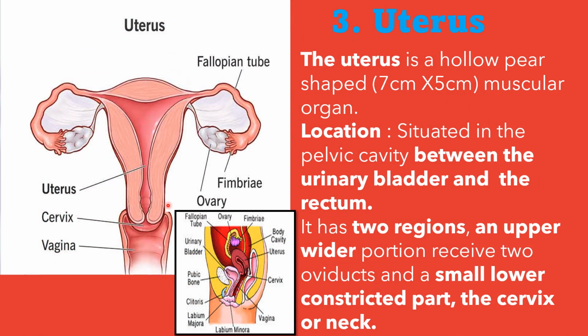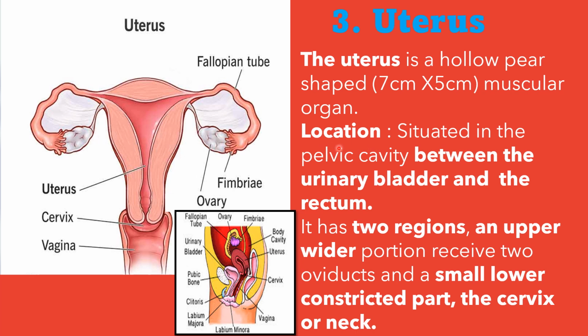The next important reproductive organ present in the female reproductive system is the uterus. The uterus is a hollow, pear-shaped muscular organ. Very important. Where is it located? It's situated in the pelvic cavity between the urinary bladder and the rectum. Very important point you have to remember.